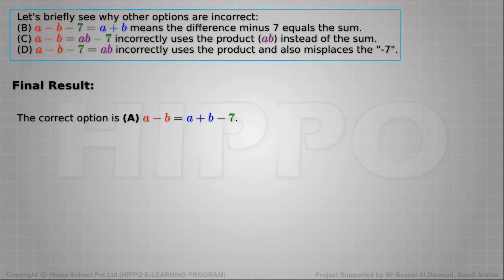It's also good practice to quickly check why the other options are wrong. Option B subtracts 7 from the difference, not the sum, which is incorrect. Option C uses A times B, which is the product, not the sum. The question clearly said sum. And option D makes both mistakes. It uses the product and puts the minus 7 on the wrong side. This confirms that our translation was precise.